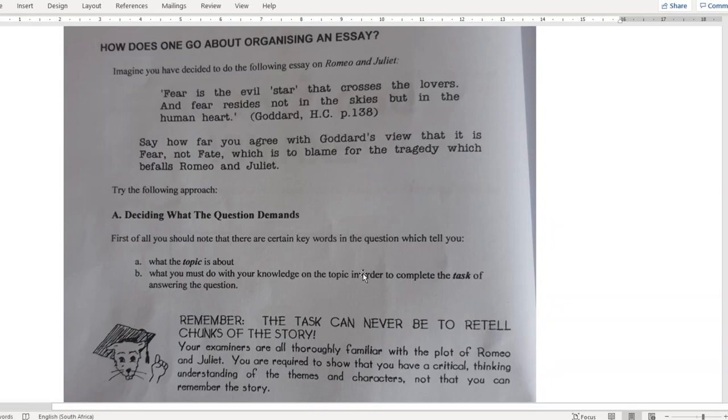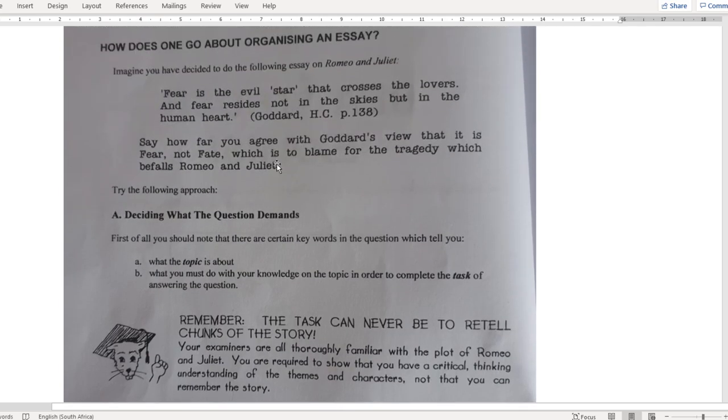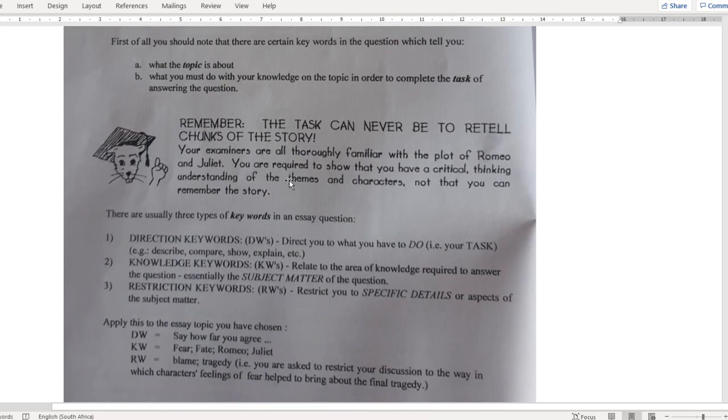Our direction is to see whether we agree or disagree with Goddard's view, in which fear and not fate is responsible for the tragedy. And then we need to use our own knowledge, our own subject matter. So in this case, we need to know things such as star and how star plays an important role in this play, and that's given our knowledge of the prologue, in which we are exposed to these star-crossed lovers. And again, there's star that crosses the lovers, star-crossed lovers. That indicates our knowledge on the question. There are others as well, but I'm just giving you one example.